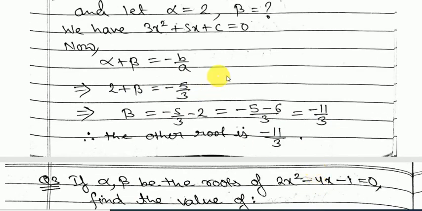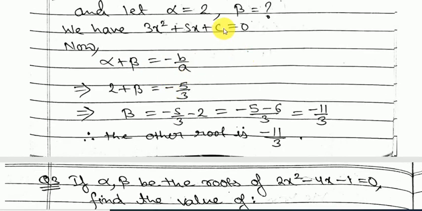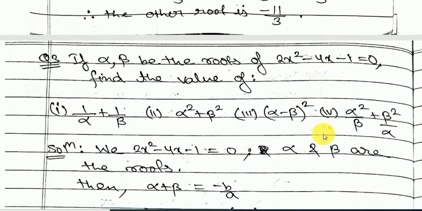You could have used alpha into beta also, but that could not have helped you, because here this c is not a number. Then you would have had a problem. That's why it's better to use alpha plus beta, the sum, because alpha into beta involves c upon a. I know the a value, it's a numerical 3, but c is not a fixed value over here. That's why alpha plus beta was used in order to find the other root.